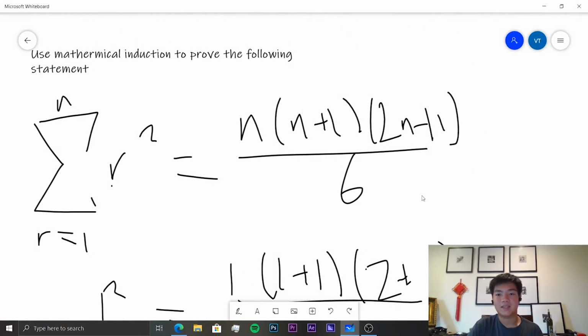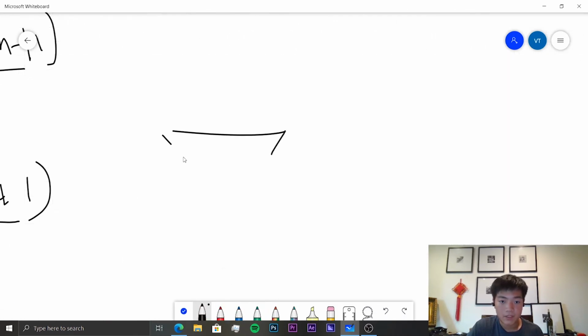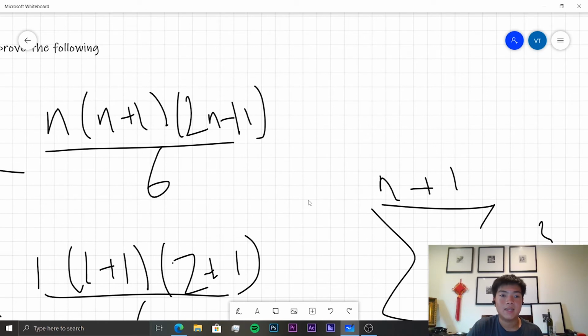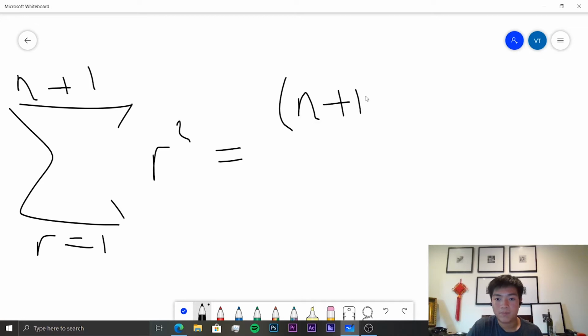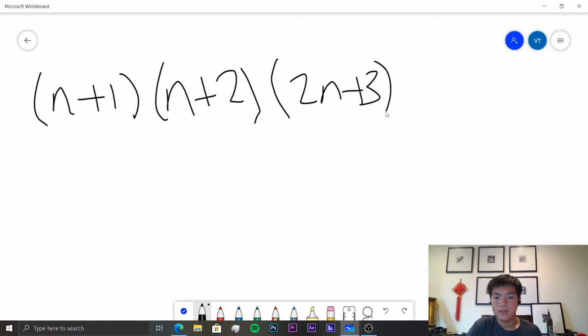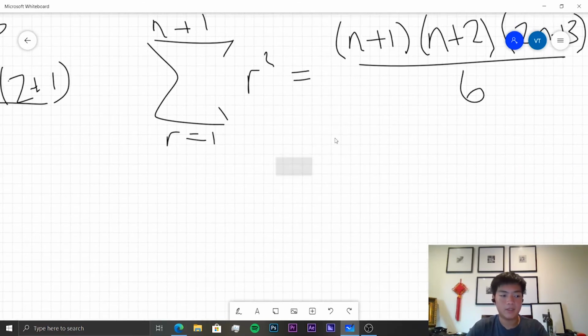So we've proved the basic step. Now we need to prove the inductive step. So how we do that is we need to say, okay, for the sum of r equals 1 to n plus 1 this time, assuming that the base case is true, we need to prove that that is equal to n plus 1 times n plus 2 times 2 times n plus 1, which is 2n plus 2 plus 1, which is 2n plus 3, divided by 6. Okay. So let's get around to proving this.